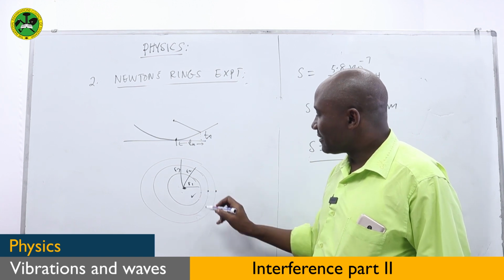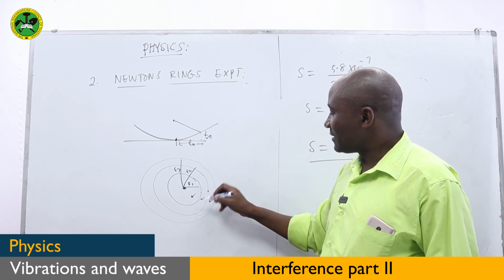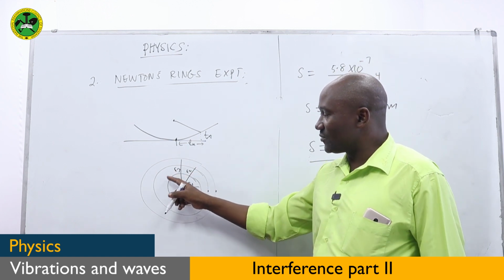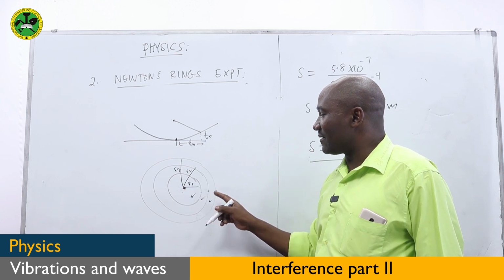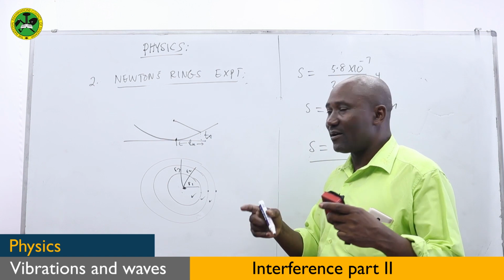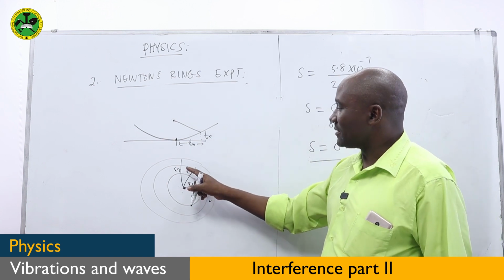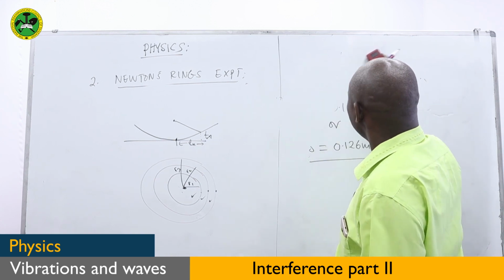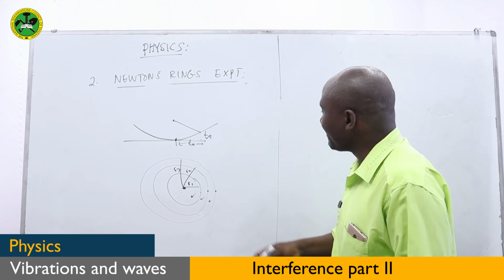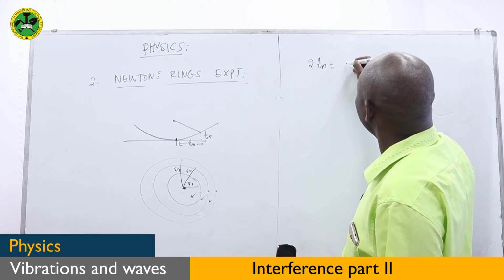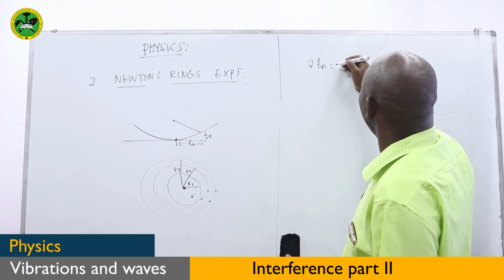In between we have bright rings. The way I've drawn, at least you can see how the rings are formed. We have two types of ring here, dark and bright. They are alternating in forming the Newton's ring experiment. Now, since the first image is dark, the formula will be the same, 2Tn will be n, and now the formula changes.